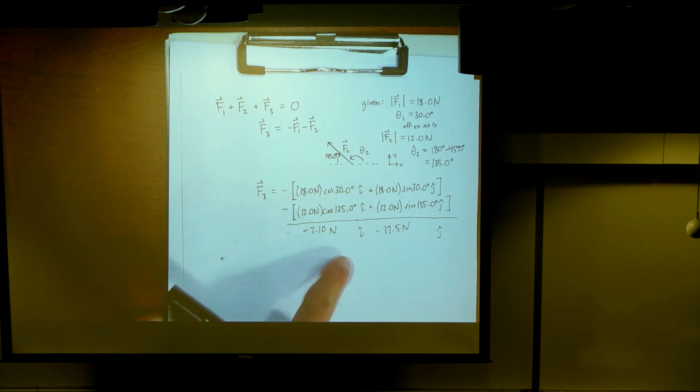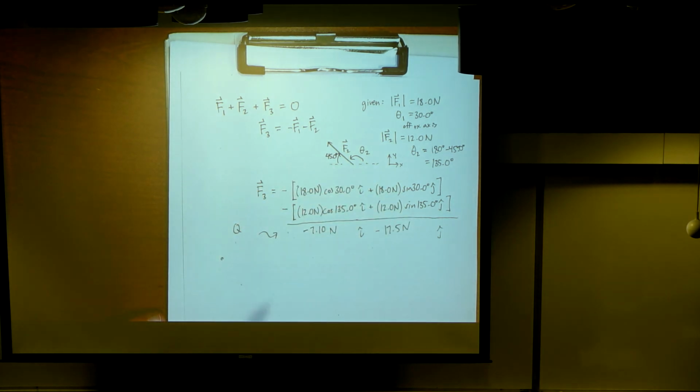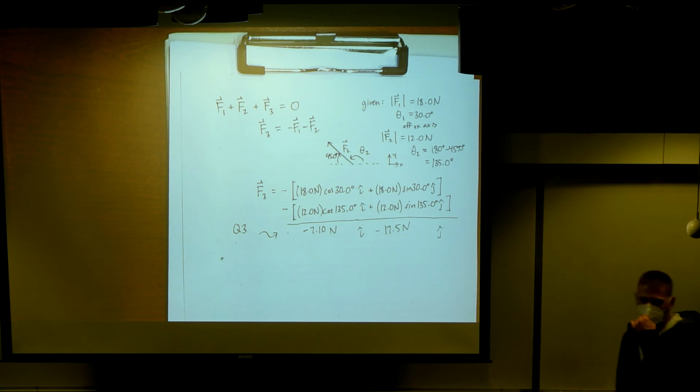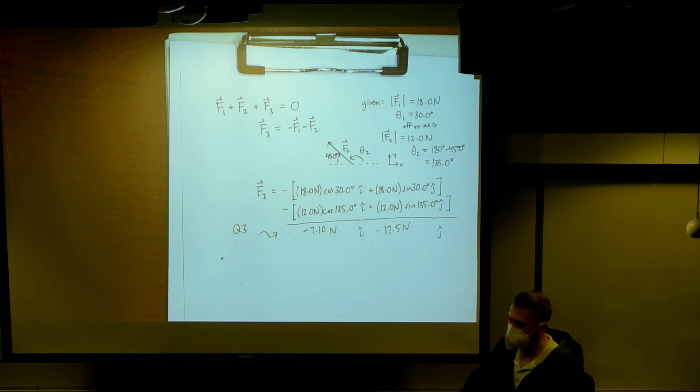Now this vector is in which quadrant? That's in quadrant 3. It makes sense that it would be in either 3 or 4. We know it has to be pulling down, right? So if we ended up with an answer that was in quadrant 1 or 2, you know there was a mistake. So I'm just writing this down as a basic check, all right?